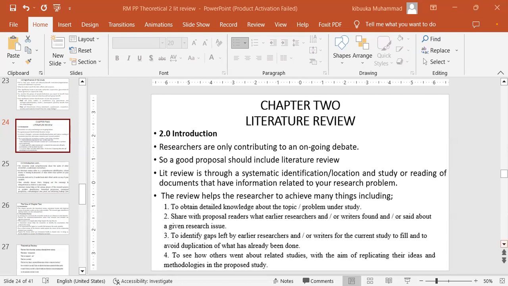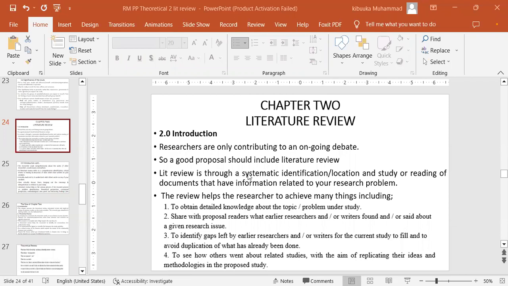So, as I said, having known that, then what is literature review? There are different definitions of literature review according to different scholars. But generally, I took literature review as a systematic identification or location, and study or reading or review of the documents that have information related to your research problem.